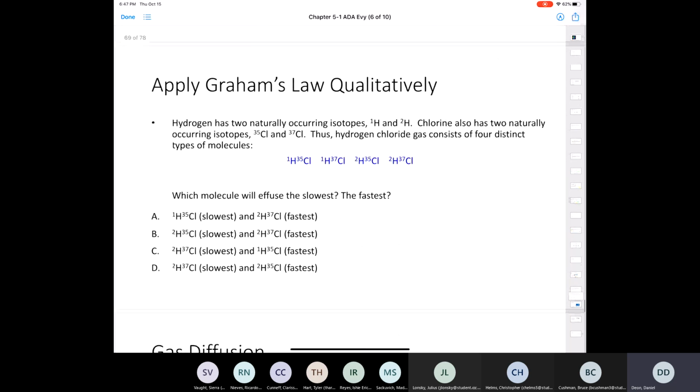Now let's apply Graham's law qualitatively. It's a really easy question to answer because you don't have to do any math. Hydrogen has 2 naturally occurring isotopes, hydrogen and deuterium, which is hydrogen 2. Chlorine also has 2 naturally occurring isotopes, chlorine 35 and chlorine 37. Thus, hydrogen chloride exists as 4 different types of molecules. We have them all here. Who could tell me which one of these is going to move the slowest and which one will move the fastest? I'll give you a second to look at it.